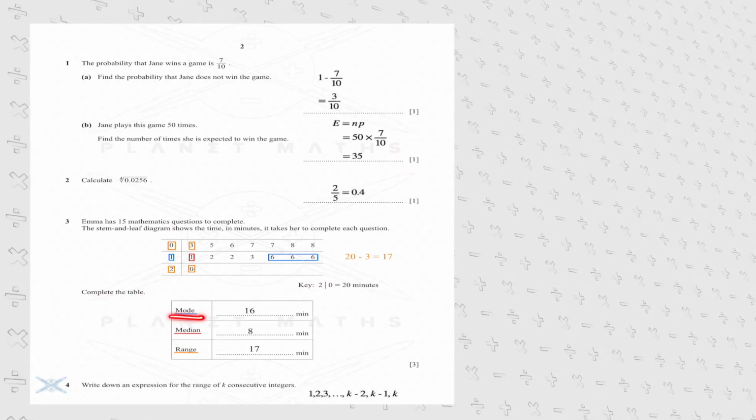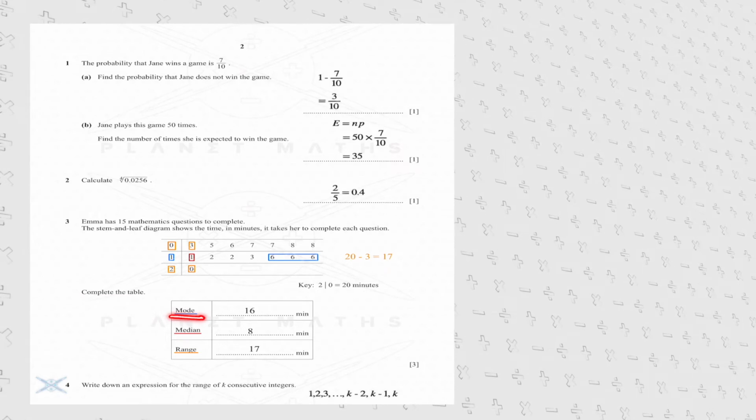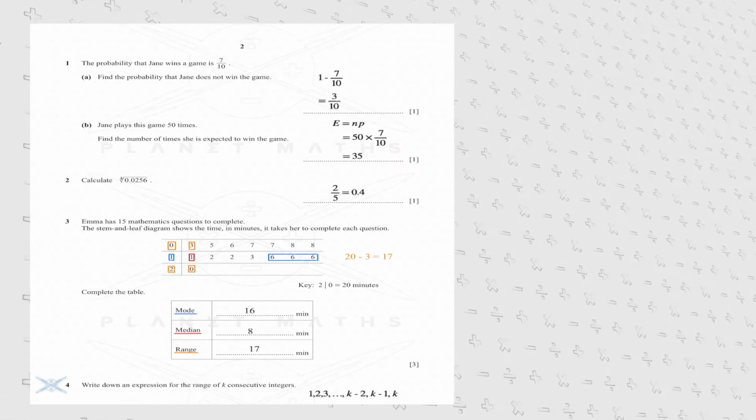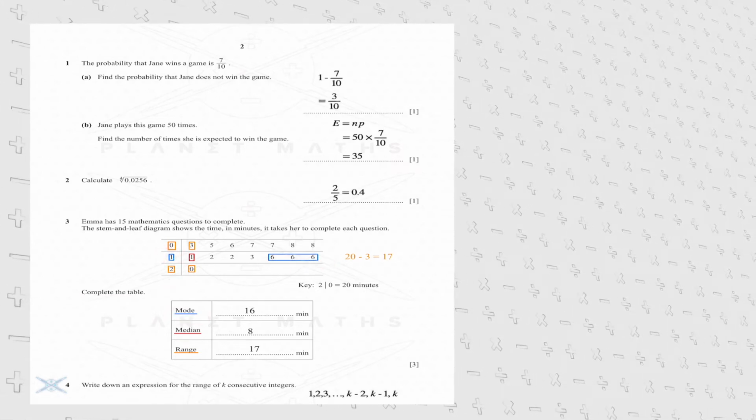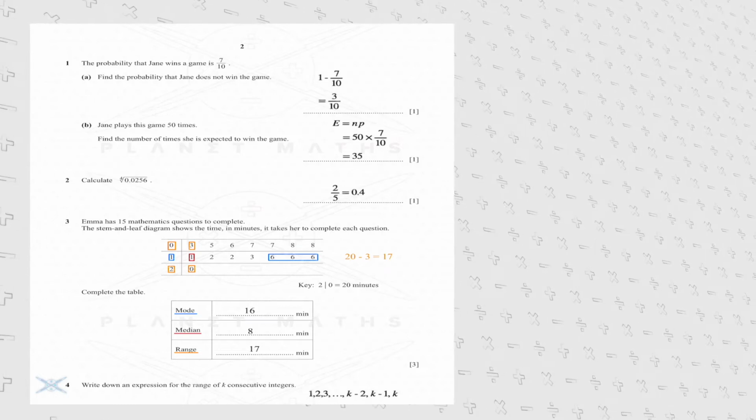The mode is represented by the number that has the most occurrences within the above diagram, which in this case is 16. It occurs 3 times and no other number occurs as many times or more often than that.